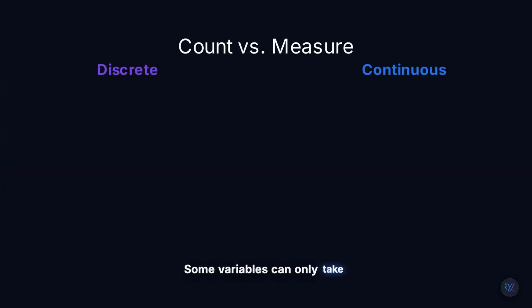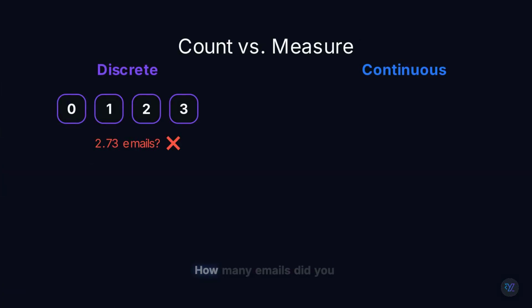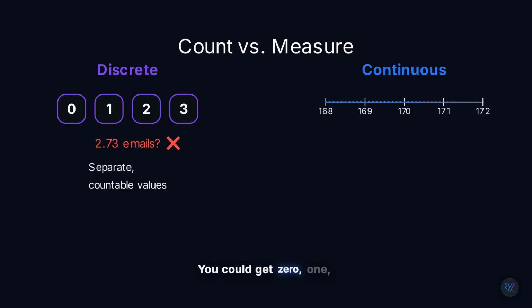Some variables can only take separate, countable values. How many emails did you receive? You could get 0, 1, 2, or 3 emails. But you can't receive 2.73 emails. These values come in separate steps. We call this a discrete random variable.